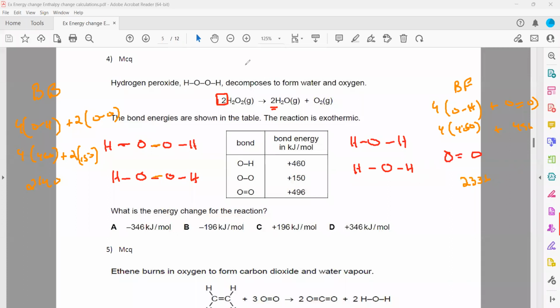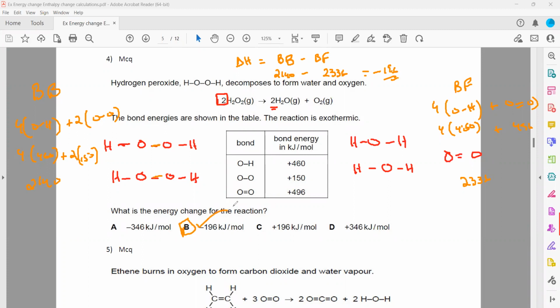And then to get the energy change, it is bond breaking minus bond forming. The bond breaking energy is 2140. Bond forming energy is 2336. When we subtract, we get a negative, minus 196. So minus 196, so B will be the right answer.